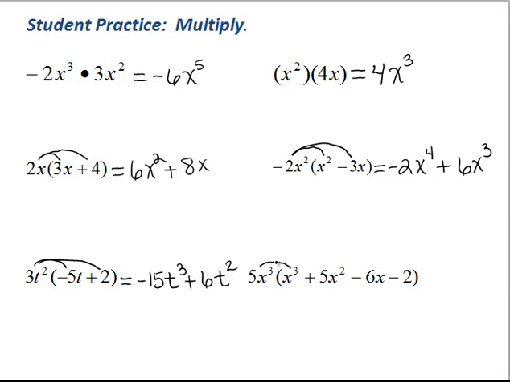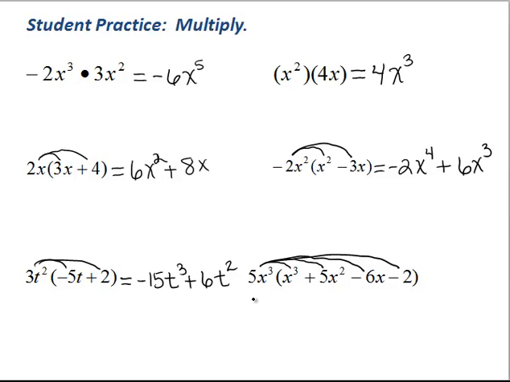Now the last one might seem difficult, but it's just long. That's all it is. It's just long. So we just continue with our same rules for distribution and for the exponents. So we are applying our product rule again. 5x cubed times x cubed.